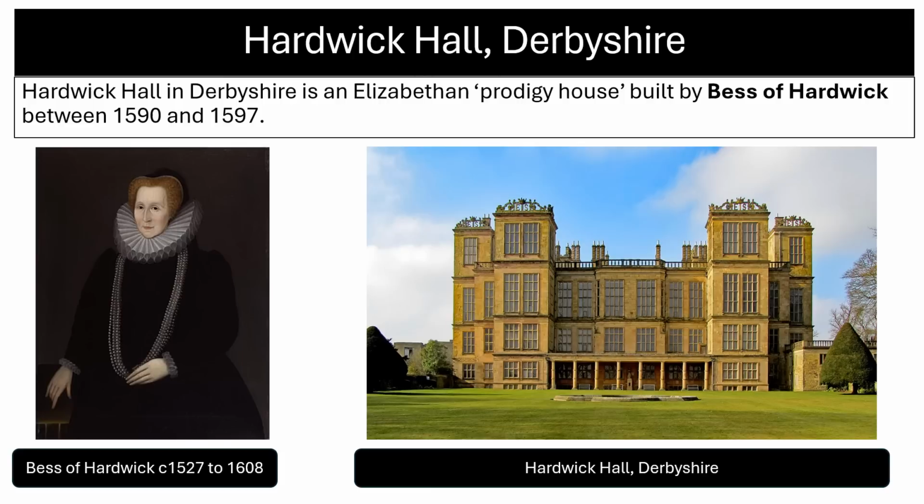Okay, so Hardwick Hall is in Derbyshire. It's an Elizabethan manor house, stately home, a so-called prodigy house, and it was built by Bess of Hardwick, who you can see pictured there, between 1590 and 1597. And it's a really impressive building, as you can see in that picture on the right-hand side.